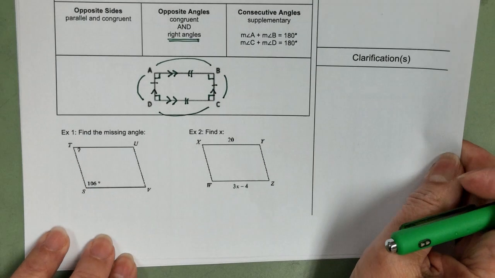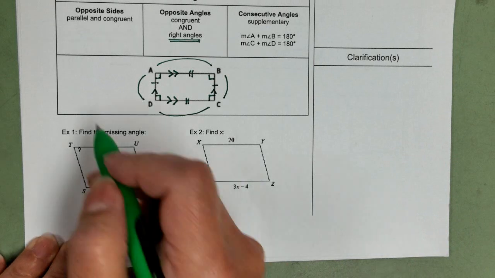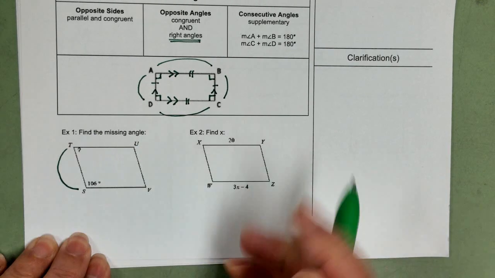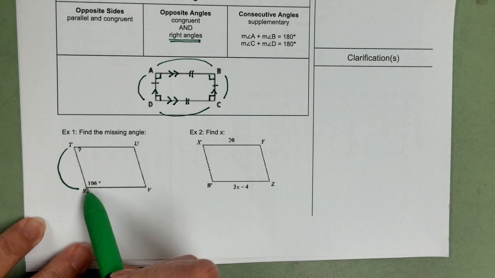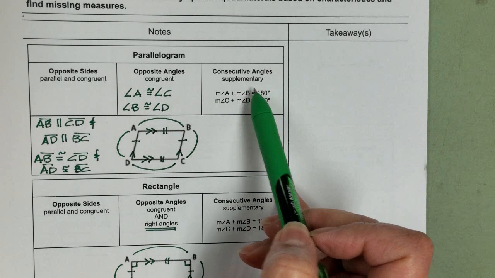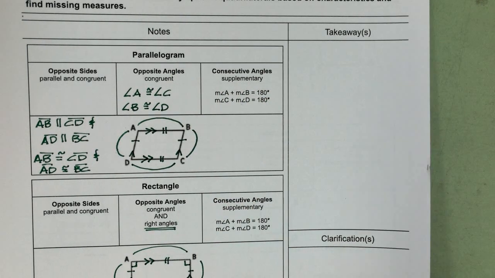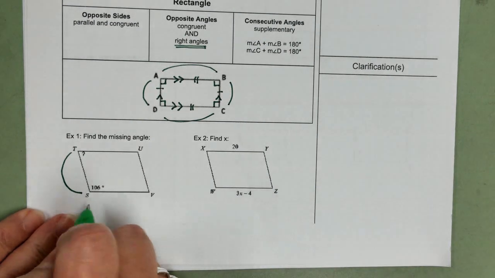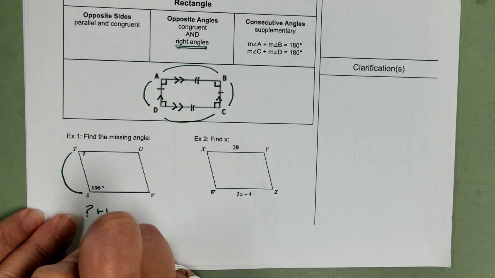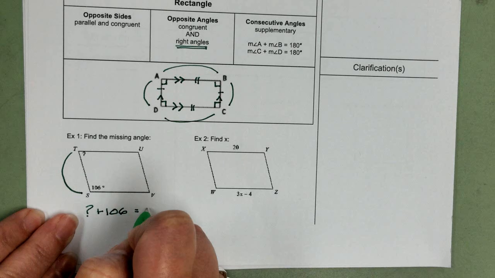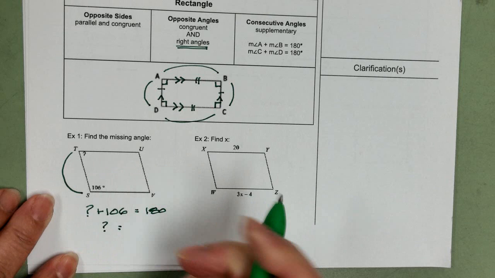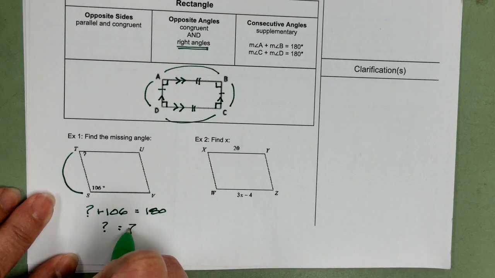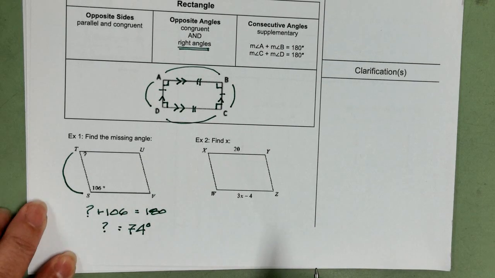Let's walk through some examples. This is find the missing angle. So we're looking at angle T and we're given angle S. Notice they are consecutive angles. So according to our chart, consecutive angles of a parallelogram are supplementary. Supplementary means they add up to 180. So here's our setup. Our missing angle is going to equal 74 degrees.